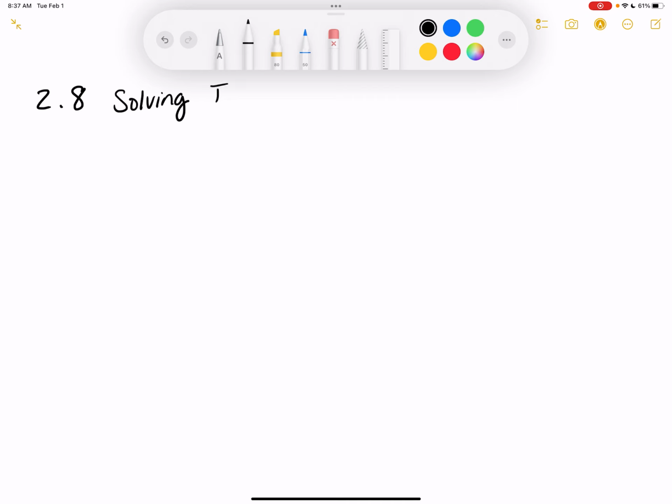Section 2.8, solving inequalities in one variable. In this section, your answers look very different than what you would typically be used to.